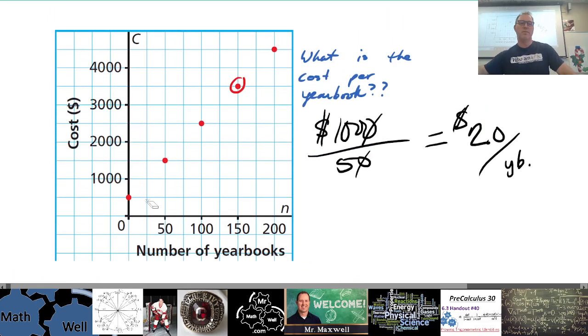Folks, listen. If you have a line from 0, 0 going somewhere, then you can just take a point, and the y divided by the x is the slope, because you're actually subtracting 0 and 0. But if the line doesn't start at 0, 0, you have to be very careful. You can't just take a point and say the y divided by the x is my slope.